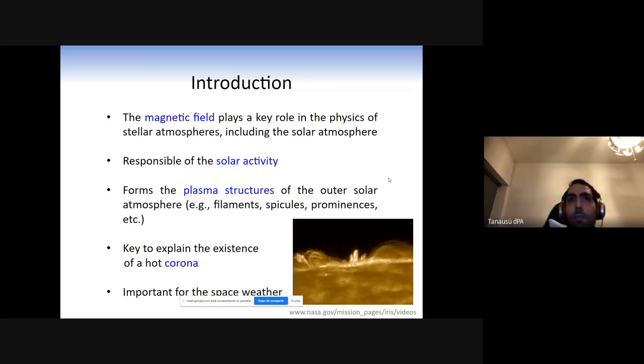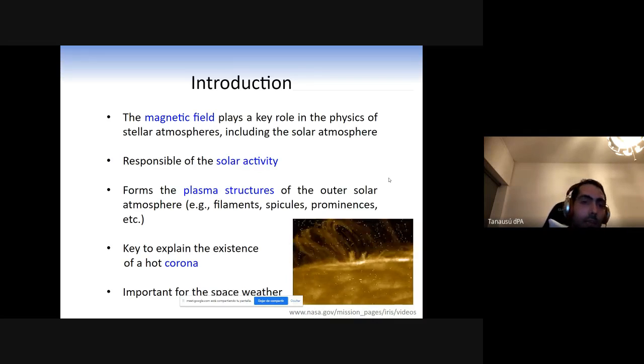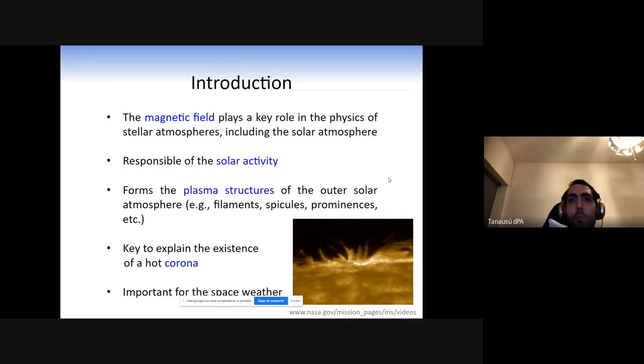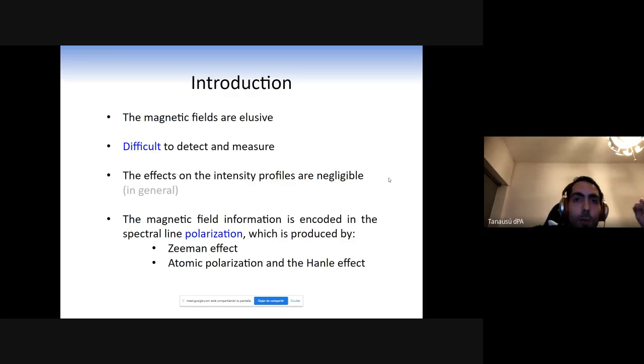So the magnetic field plays a key role in the physics of stellar atmospheres, including, of course, the solar atmosphere. It is responsible for the solar activity. It forms the plasma structure of the outer solar atmosphere. It's key to explain the existence of the hot corona, and it's also important for the shaping of space weather. However, these magnetic fields are elusive. They are difficult to detect and to measure.